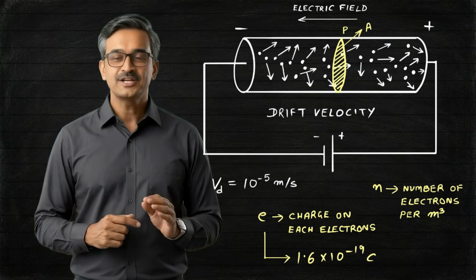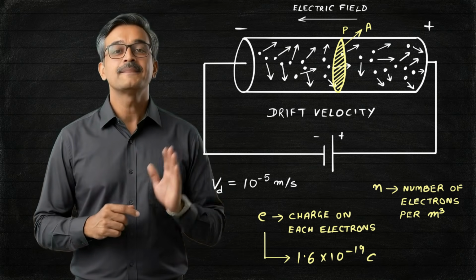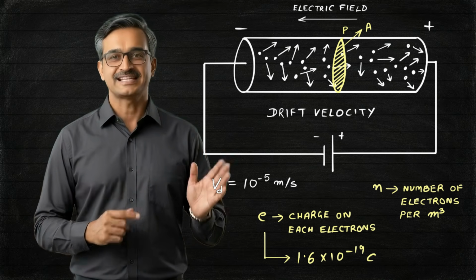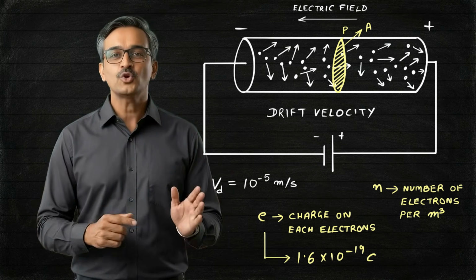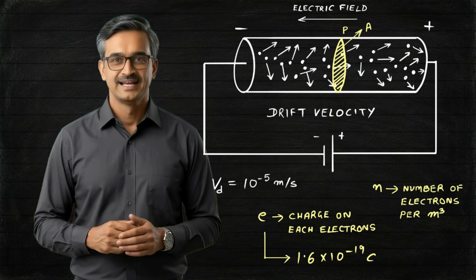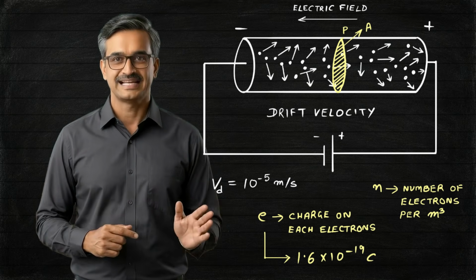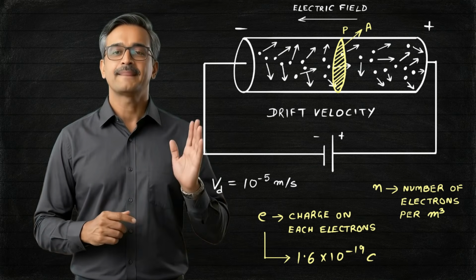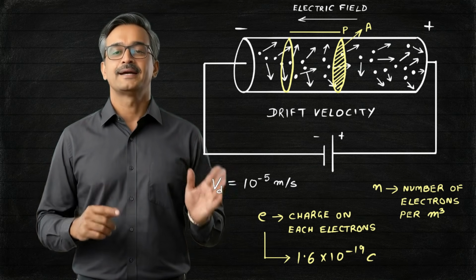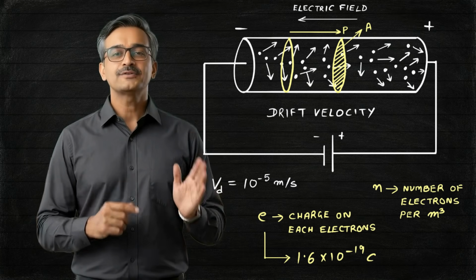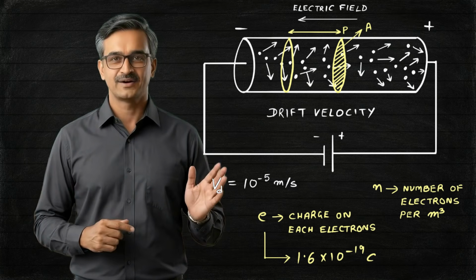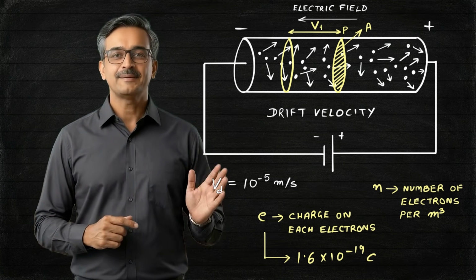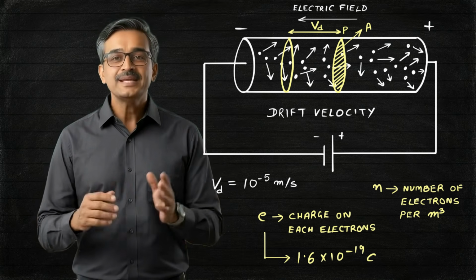Now suppose we observe the conductor for 1 second. Since the drift velocity is v sub d meters per second, during 1 second, all the free electrons present within a distance of v sub d from the cross-section P will cross this section. In other words, within 1 second, a small cylindrical portion of the conductor having cross-sectional area A and length v sub d will pass through section P.